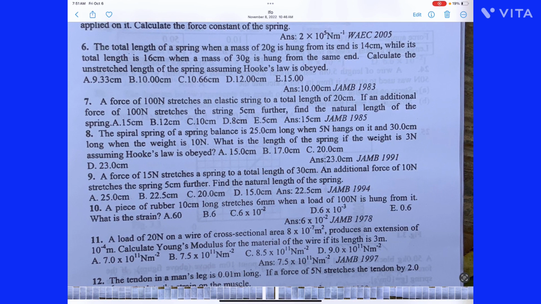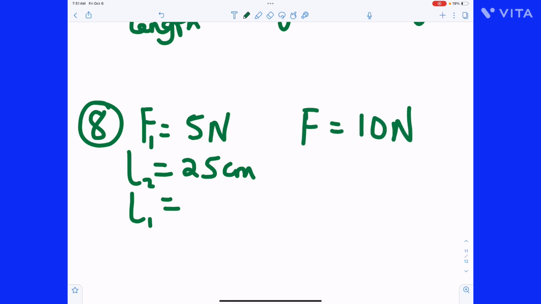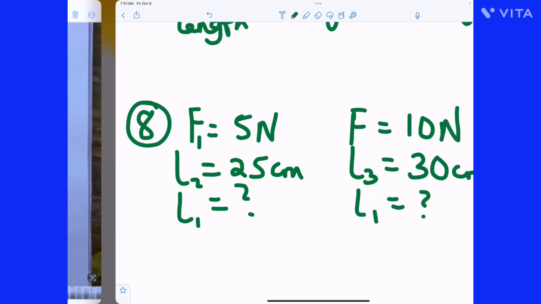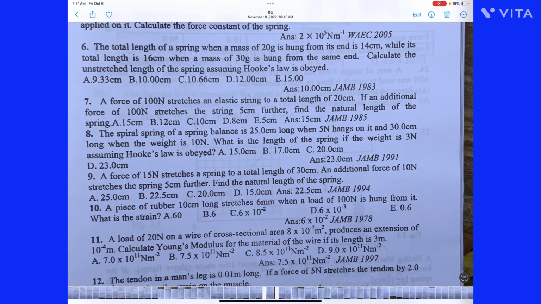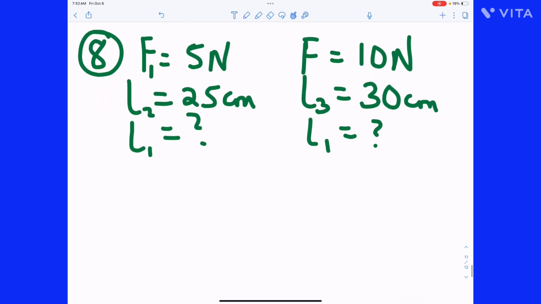It is 25 centimeters long when 5 newton hangs on it, and 30 centimeters long when the weight is 10 newton. Okay, good. That's interesting. When we change the weight hanging on it to 10 newtons, the final length becomes 30 centimeters long. So here too, I don't know the original length, the original length from which the wire was extended. The question says, what is the length of the spring if the weight is 3 newtons? Assuming Hooke's law is obeyed. So we need the original length before we can find the extension produced by 3 newtons.